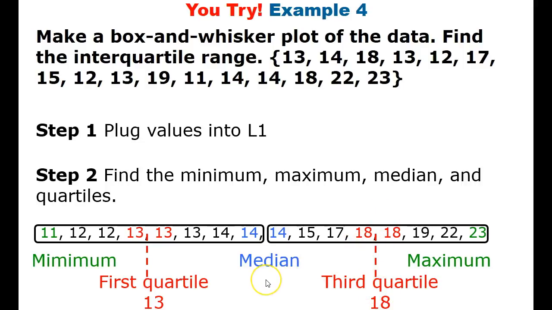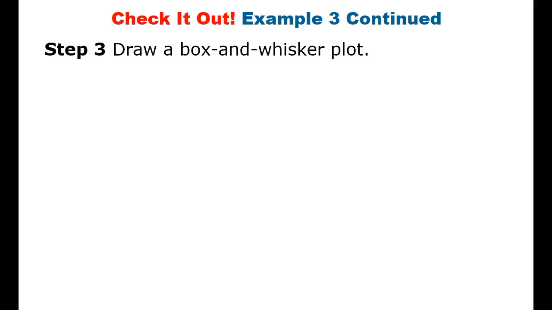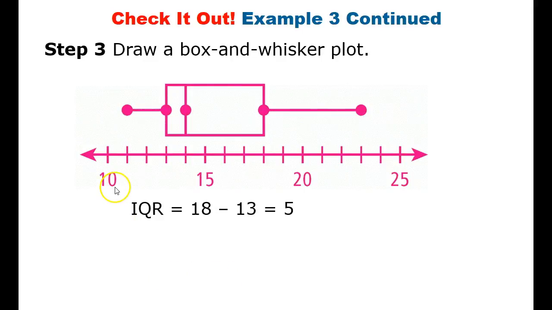So now we've got our 5-number summary. Minimum 11, first quartile 13, median 14, third quartile 18, and maximum 23. We're going to draw a number line that includes the numbers from 10 to 25, and we're going to plot those 5 numbers as dots above that number line. That's the very first thing you do, is put those dots up, and then we'll connect the dots from the outside in, from the max and min to the first and third quartile. We're going to draw a straight line, a box from first quartile to third quartile, and a line in the middle of the box for the median. To find the interquartile range, we subtract third quartile 18 minus first quartile 13, and we got an IQR of 5.